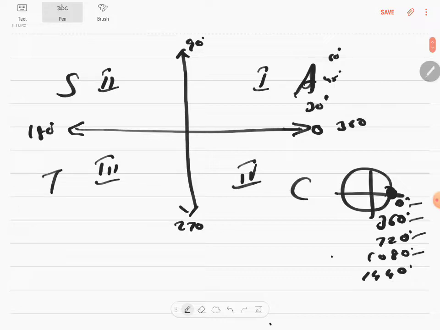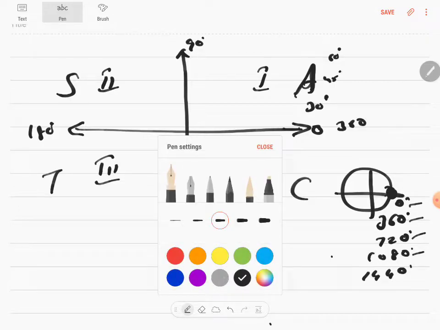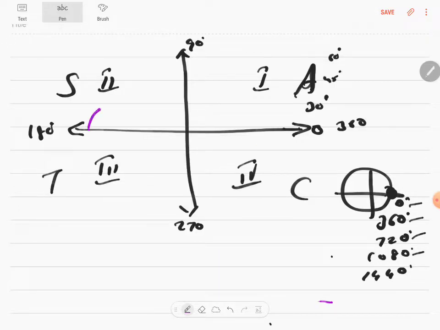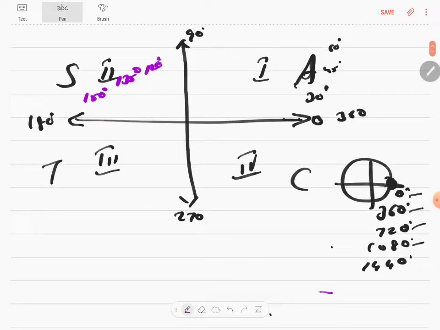Okay. So if we ask you for an example of a second quadrant angle, you can either do it as 180 minus or 90 plus. I prefer doing it as 180 minus. 180 minus 30 is 150 degree. 180 minus 45 is 135 degree. 180 minus 60 is 120 degree.